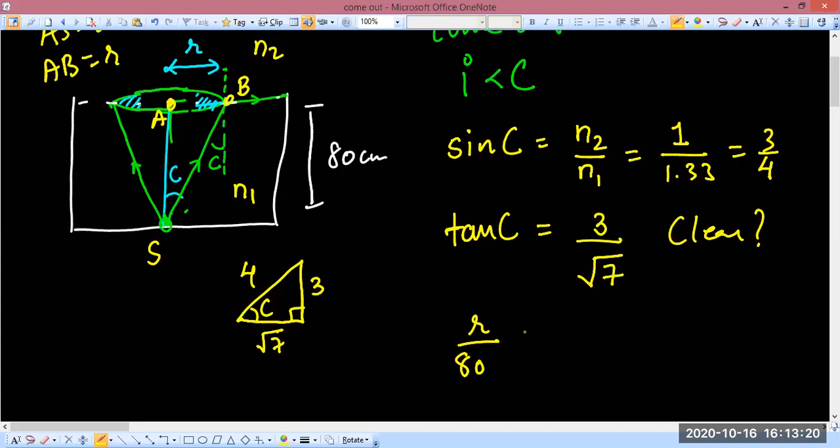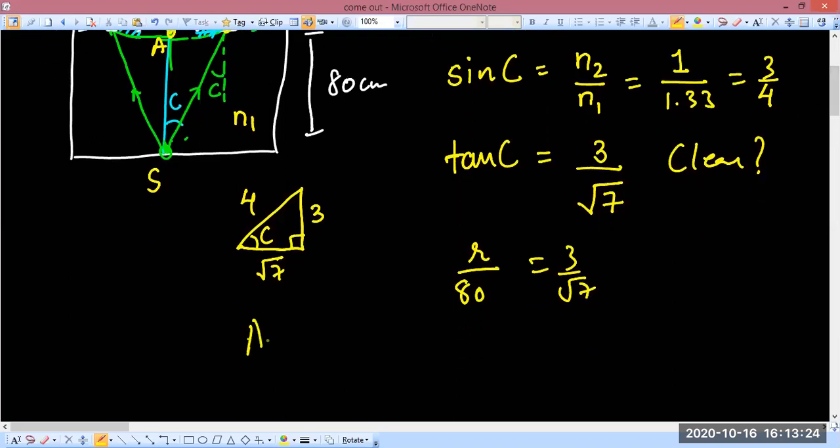Clear? Opposite upon adjacent. Then from that you get R. Once R is found, the area of circle can be found. Okay, that I am leaving for you.